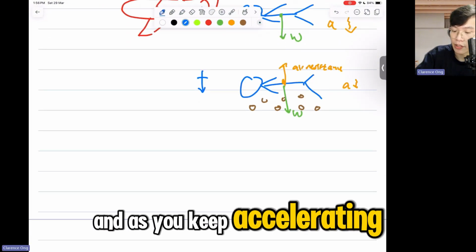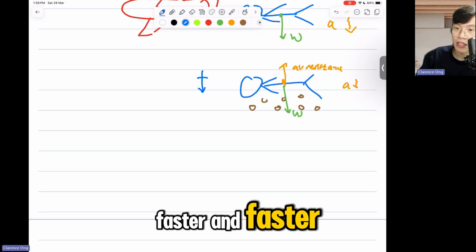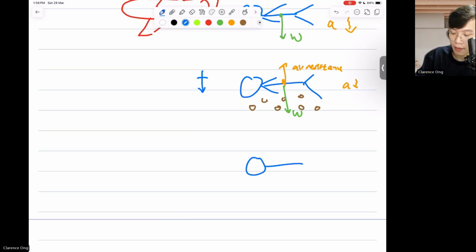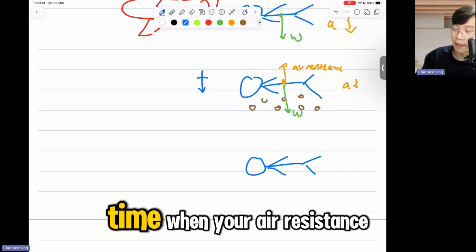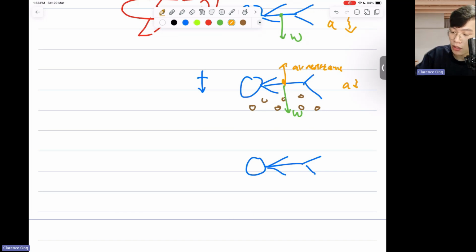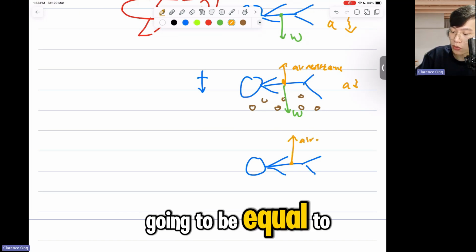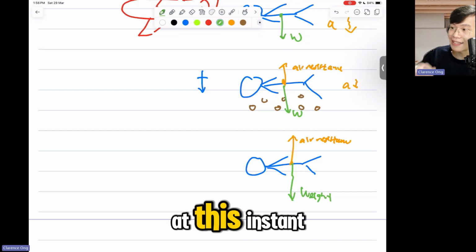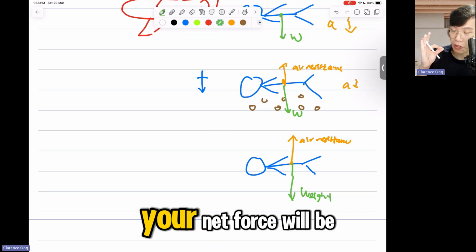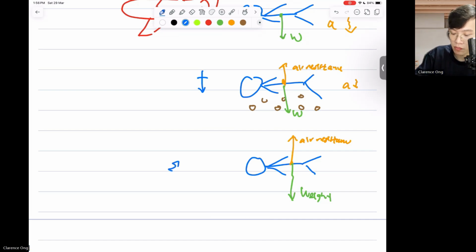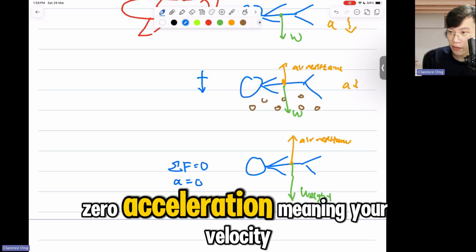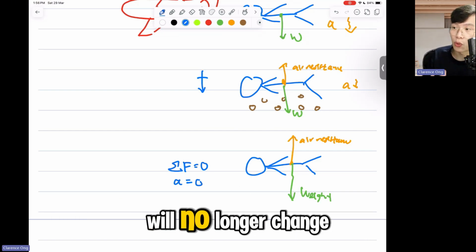And as you keep accelerating, your speed is going to get faster and faster. You are going to crash into more and more air molecules, and that will increase your air resistance. There will come a point in time when your air resistance is going to be equal to your weight. At this instant, your net force will be 0. And there will be 0 acceleration, meaning your velocity will no longer change.